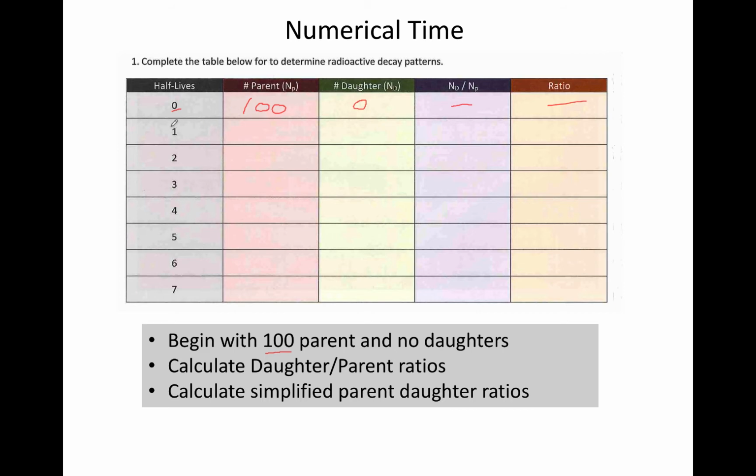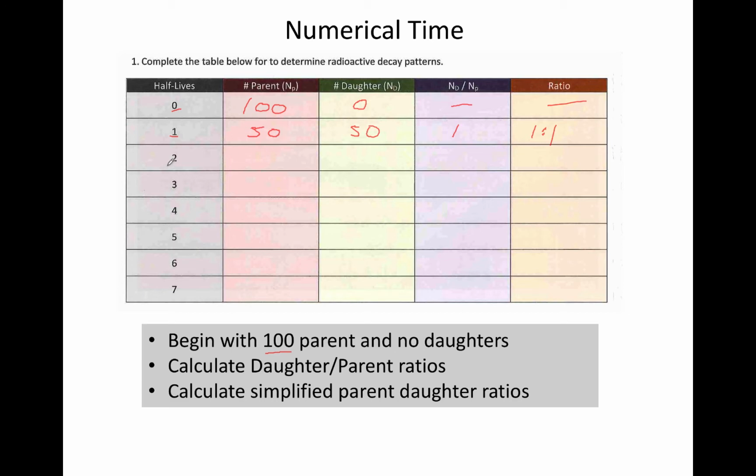Now, after 1 half-life, we're going to cut this parent in half. It now becomes 50. 50 atoms, 50 grams, 50%. That half gets added to 0, and we end up with 50 here. Come over to the right, we now have daughters divided by parents. So this is daughters divided by parents. We get a ratio of 1. Now 50, the parents divided into itself, we get a ratio like this of 1 to 1.